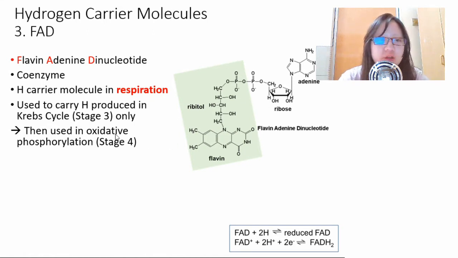It has a completely different structure. What it is used to do is to carry hydrogen produced in the Krebs cycle and then use it in oxidative phosphorylation in stage 4. So NAD is produced in stages 1, 2, 3 and then used in stage 4. FAD is also produced in stage 3 along with NAD and used in stage 4. So there is something special about stage 4 you will learn later on.